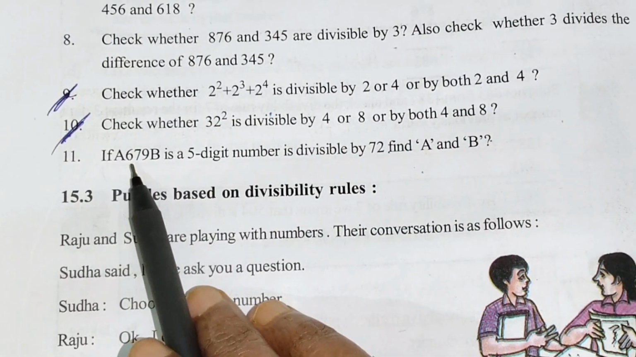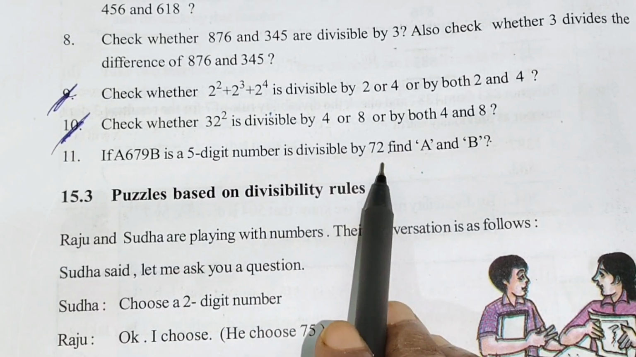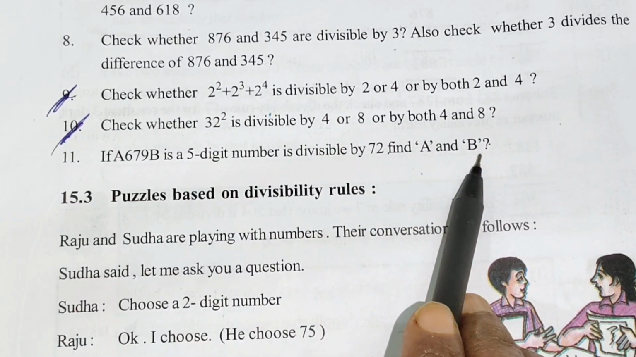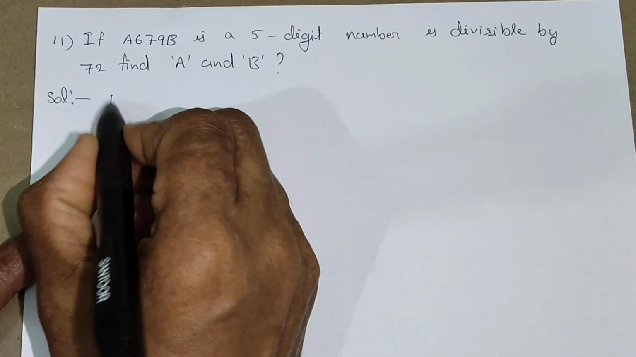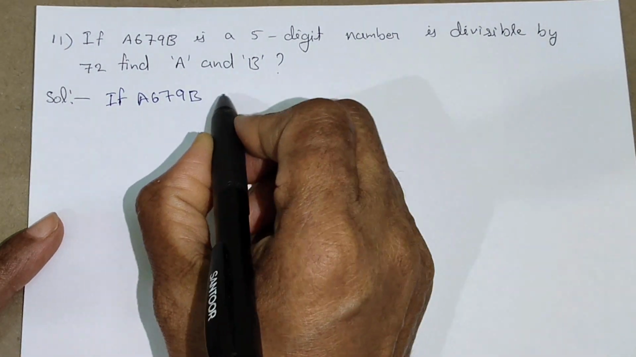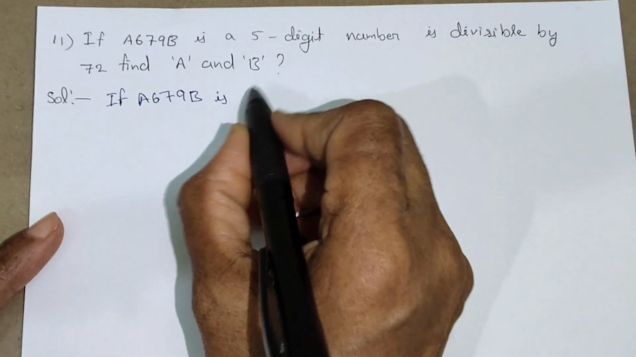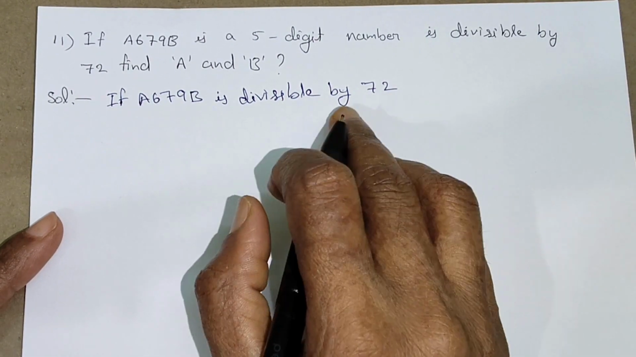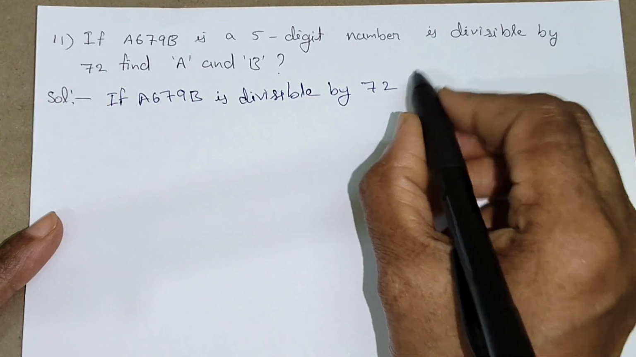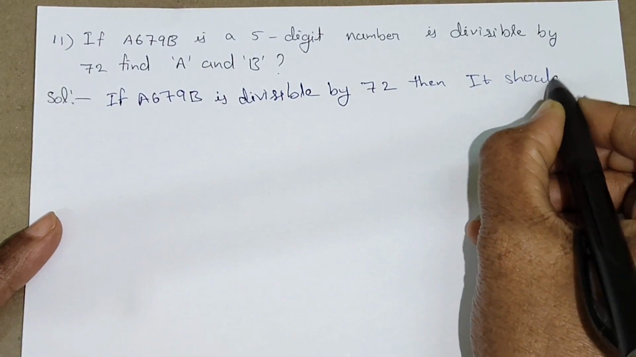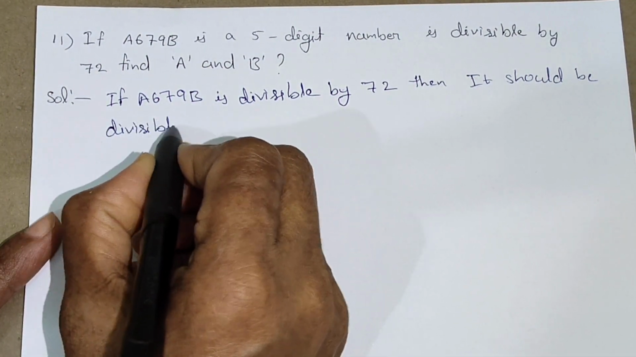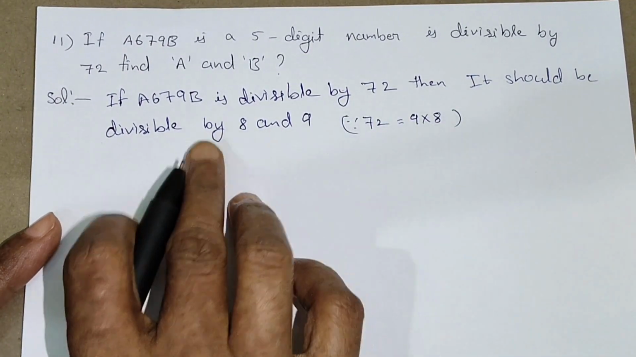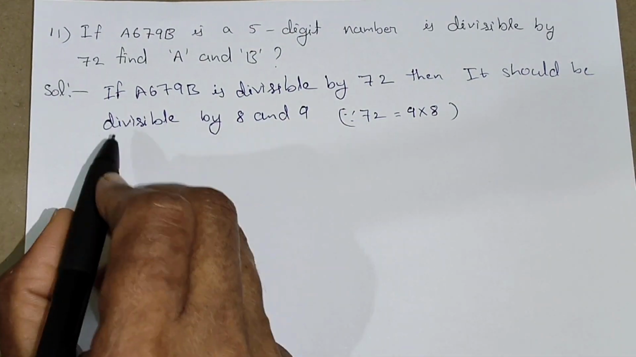Next, 11th question. If A679B is a 5-digit number divisible by 72, find A and B. So now we find the values of A and B. If A679B is divisible by 72, it means, since 72 is the product 8 into 9, 8 nines are 72, it should be divisible by 8 and 9. So 72 equals 9 into 8.